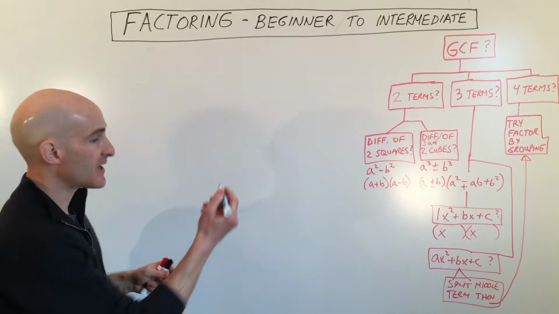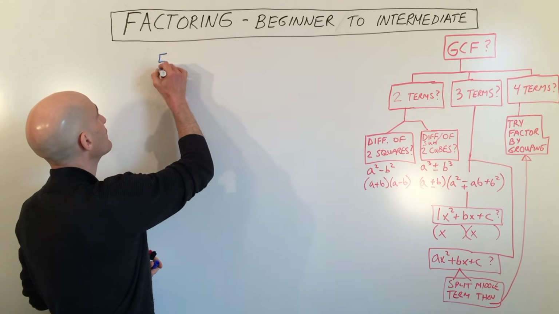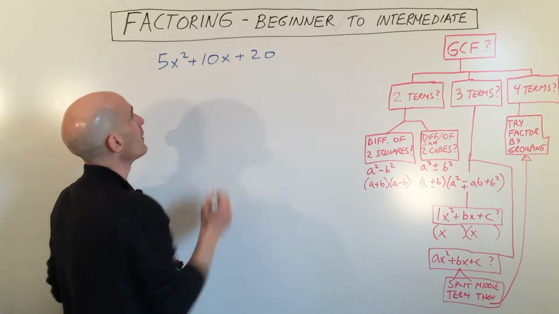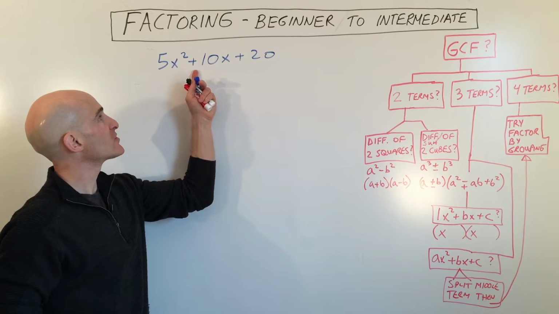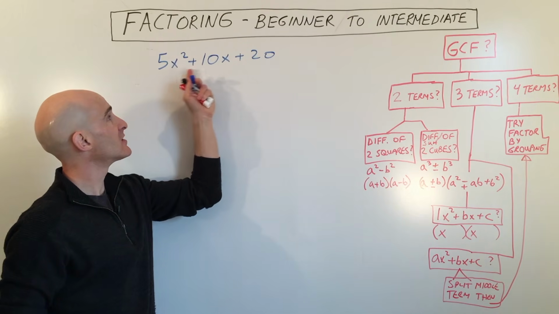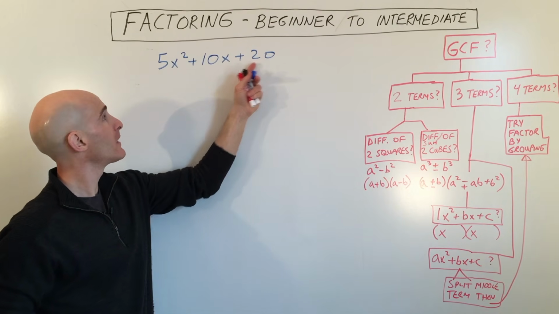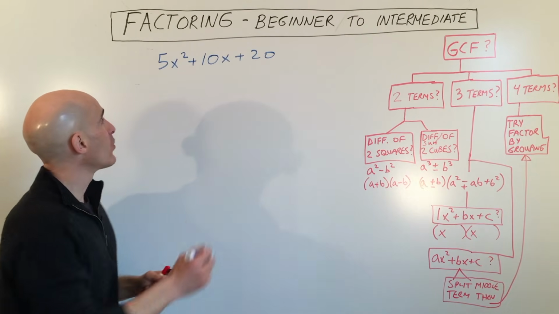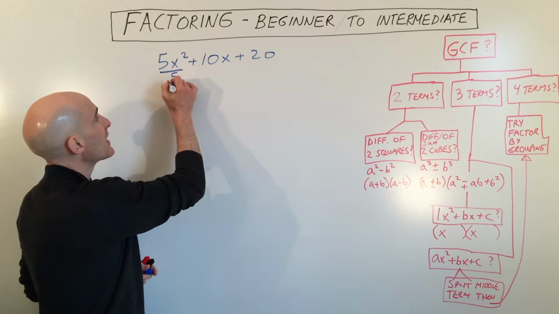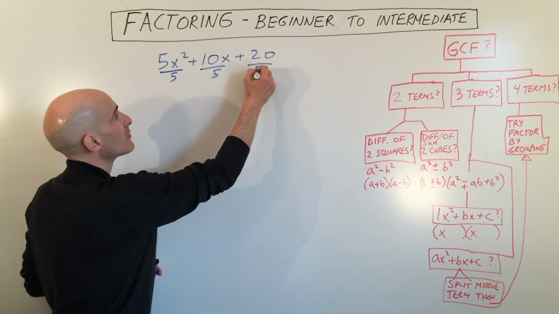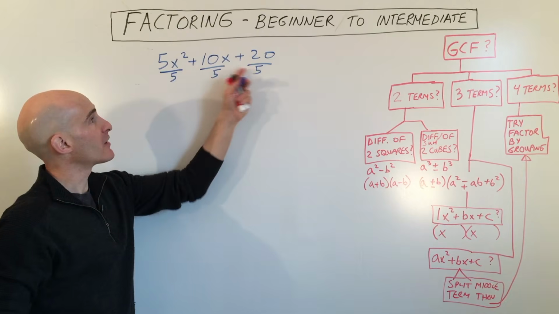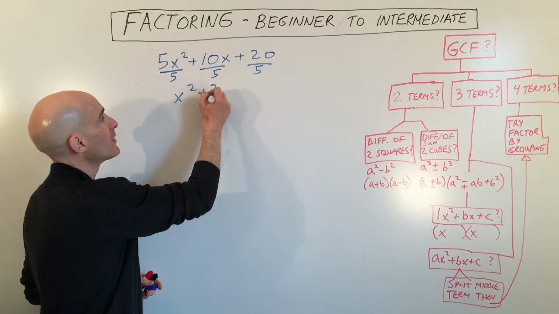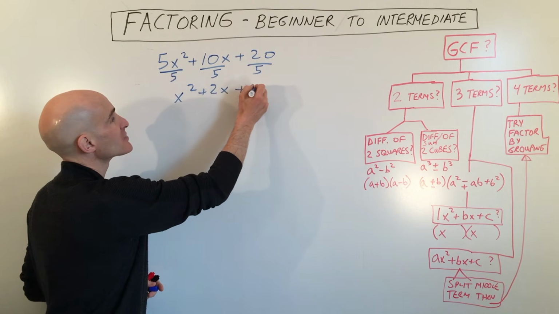5x squared plus 10x plus 20. So we've got 5x squared plus 10x plus 20. The terms are separated by plus or minus, so you can see this is a 3 term trinomial. And it looks like all the terms are divisible by 5. So what we're going to do, you can actually draw a division bar, a fraction sign, and divide them all by 5. And you're going to be left with x squared plus 2x plus 4.